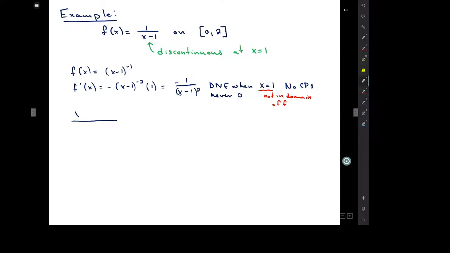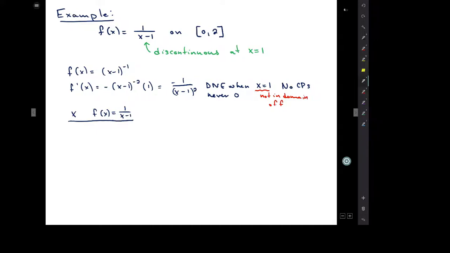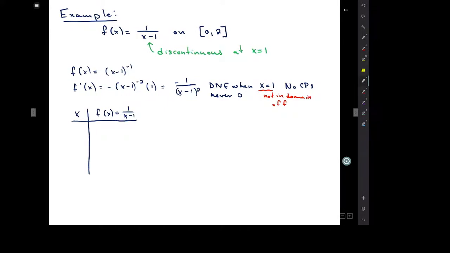So we look at f of x, which is 1 over x minus 1. In this case, I want to look at my endpoints, 0 and 2, and I also want to look at the limit as x goes to 1 of my function. I can't look at x equals 1. I can't actually plug that into my function. It's not defined, but I can look at the limit as x goes to 1.